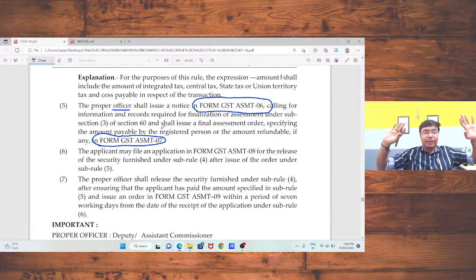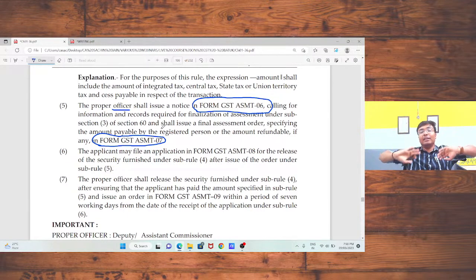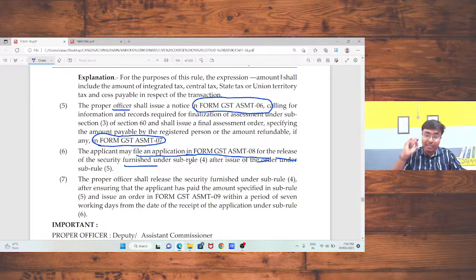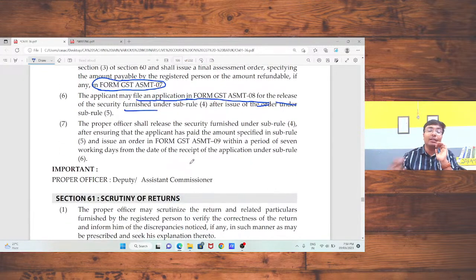Okay, and final assessment order done, आपने पेमेंट भी कर दिया, you had made the payment, और if there is any refund then you had taken the refund. In that case you had earlier given the bond and surety, so you need to take that back, so you need to file an application for release of security in form GST ASMT 08. Okay sir, and departmental authority will release your security within 7 days of application in form GST ASMT 09.